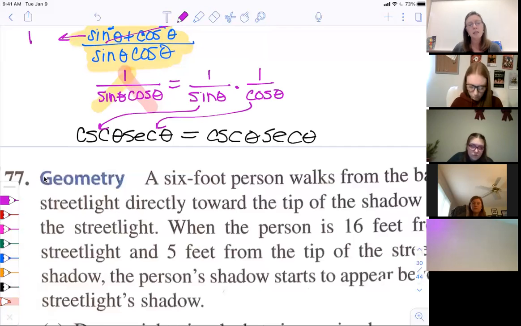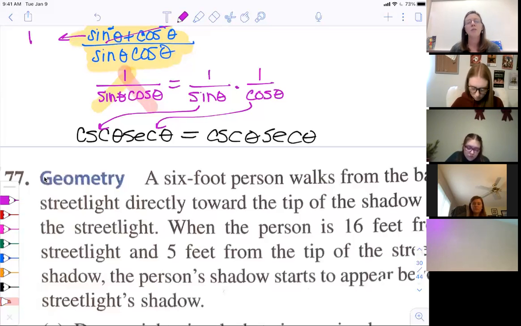So again, please make sure, I know this is new to you, and I only introduced it to you yesterday, but please make sure that you're just picking one side of the equation. You can't change both. So I now have the cosecant times the secant equal to the cosecant times the secant. Questions?